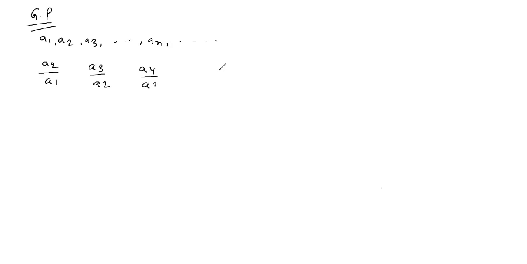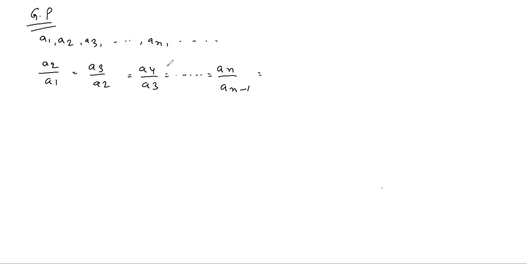Geometric progression. Suppose you take any sequence A1, A2, A3, and so on, AN, and so on. We say that this is in geometric progression if the consecutive ratios A2 by A1, A3 by A2, A4 by A3, AN by AN minus 1, and so on, are all equal.